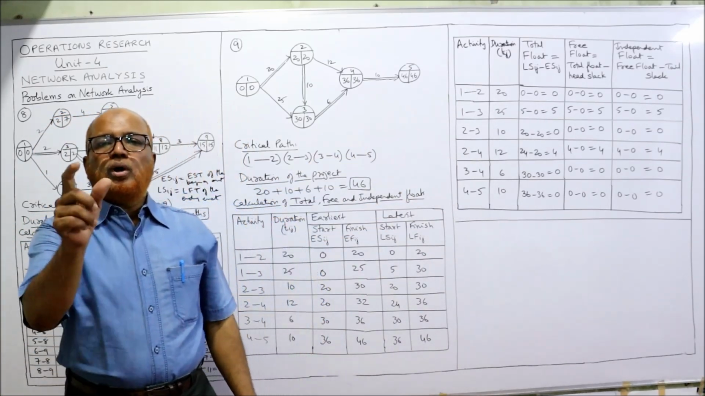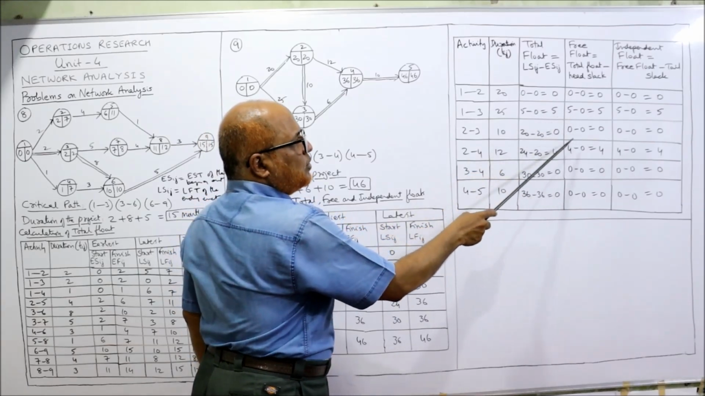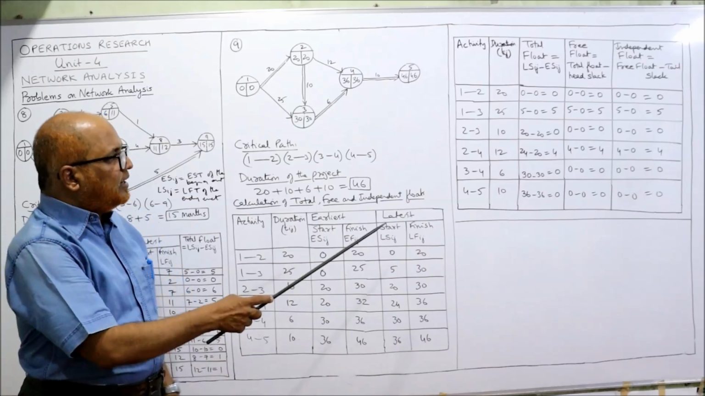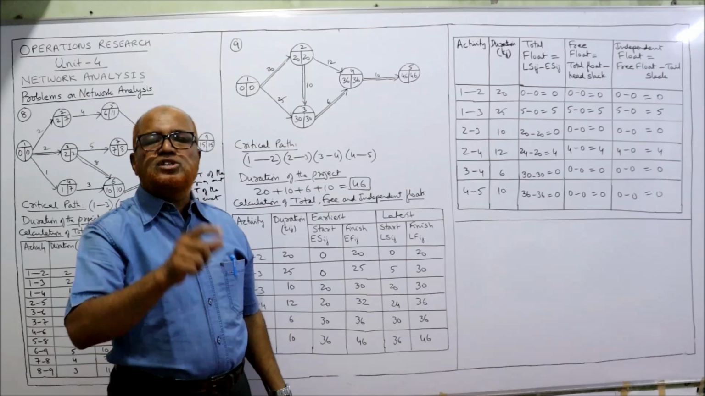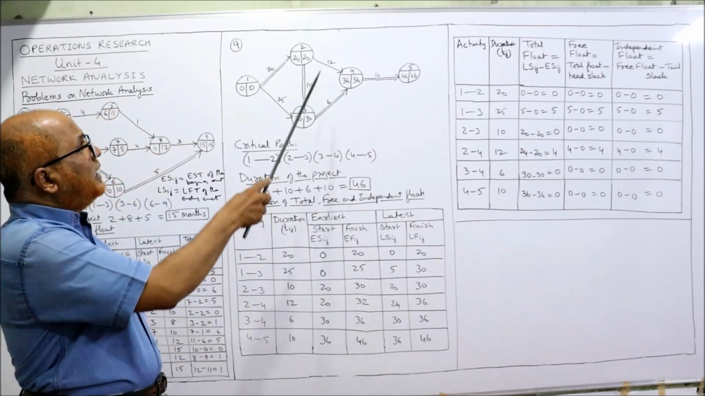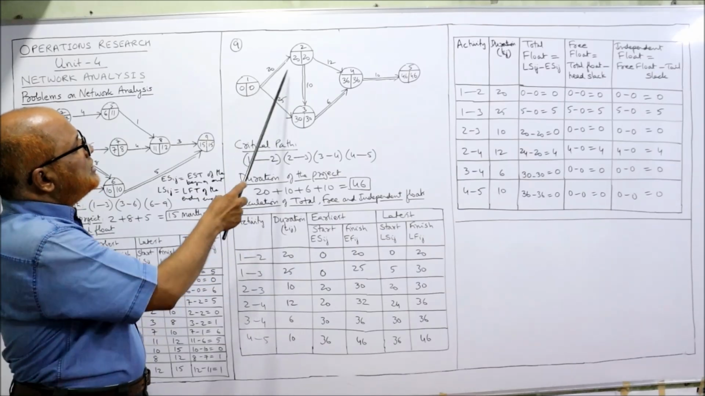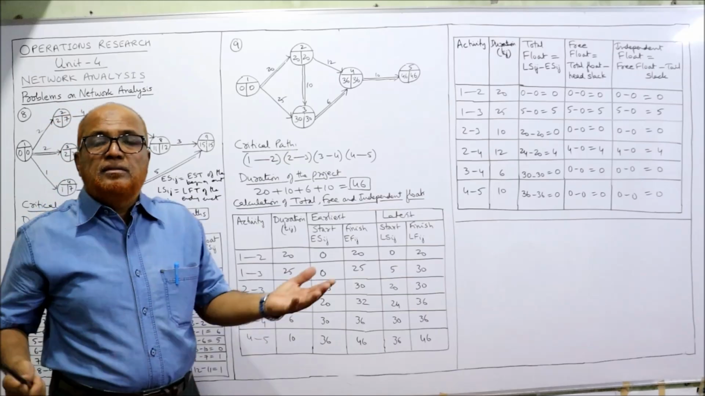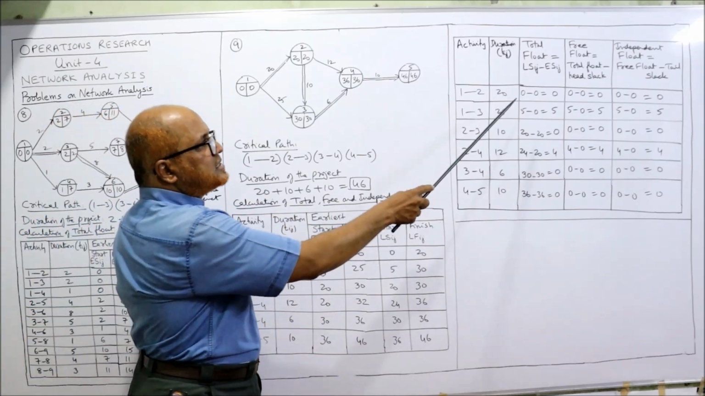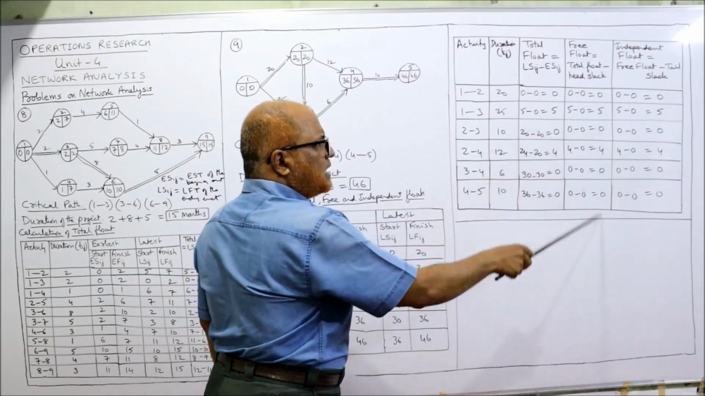Now free float is total float minus head slack. The total float we already got: 0, 5, 0, 4, 0, 0. That means head event slack. Slack is the difference between LFT and EST. LFT minus EST is equal to slack. But fortunately in this problem, there is no slack, because all EST and LFT values are the same. See here, 0, 0, 20, 20, 30, 30, 36, 36, 46, 46. There is no slack in any event, whether it is a tail event or a head event. So here slacks are all zeros. So 0 minus 0, 0, 5 minus 0, 5, same values.